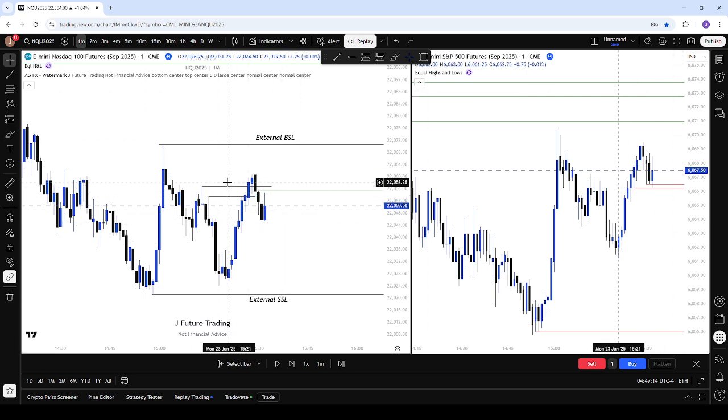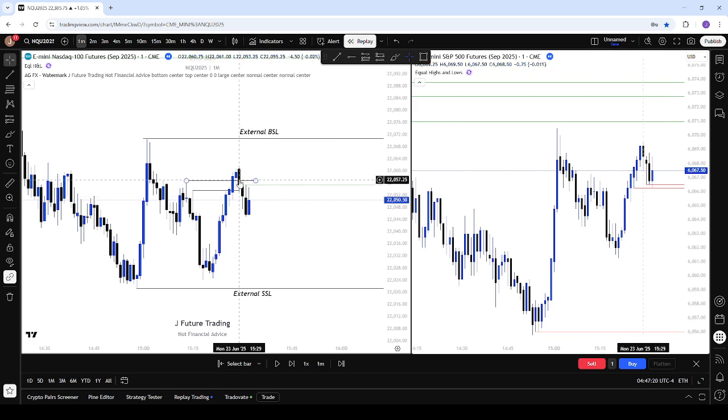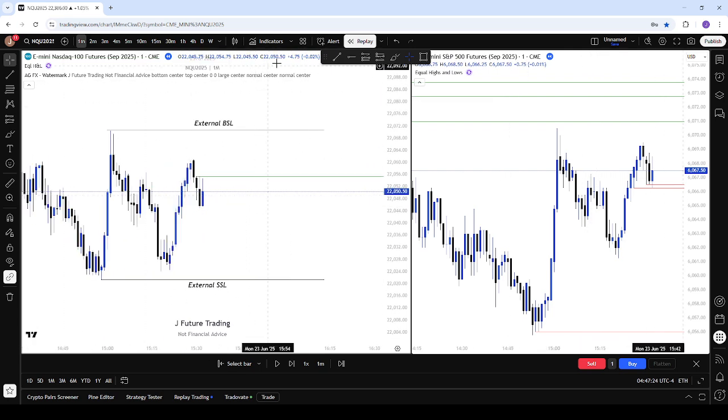You can see the reaction we've had after the internal being taken. We've taken the internal liquidity. We haven't pushed up more to go for external buy-side liquidity, and we've come back down. So that's our internal liquidity for if we're looking for longs. So now we're looking for shorts.